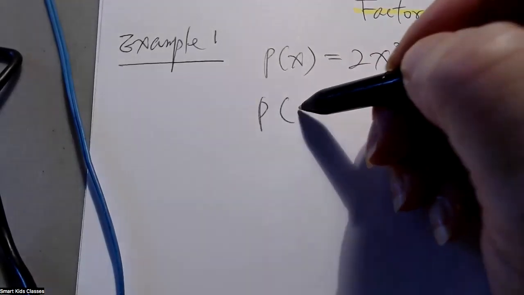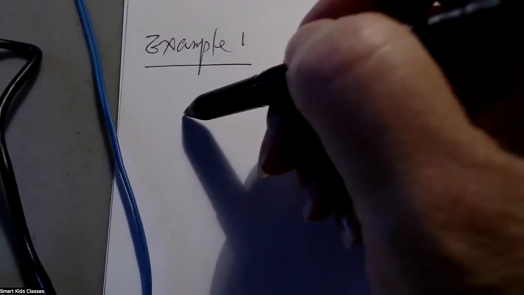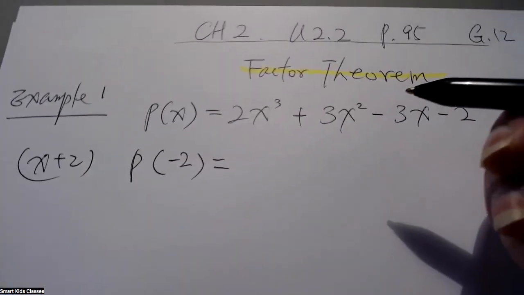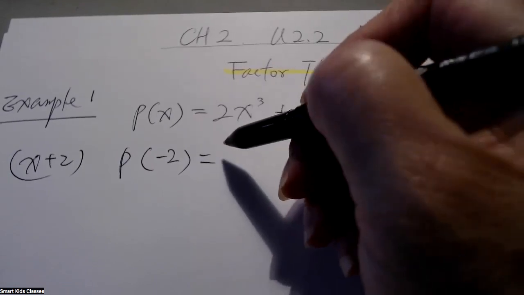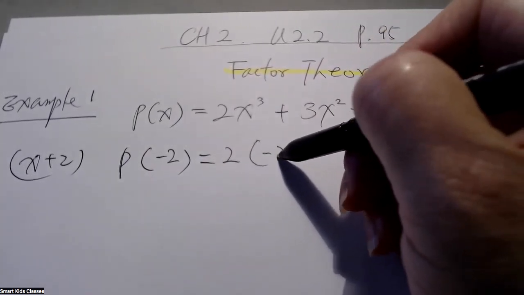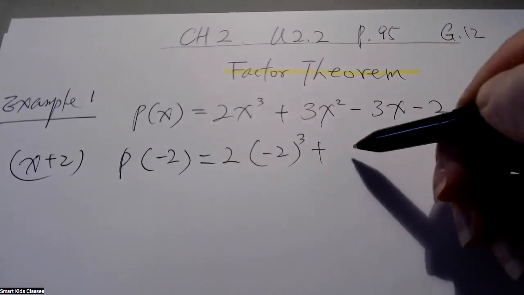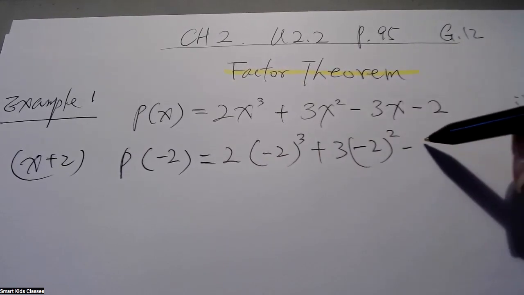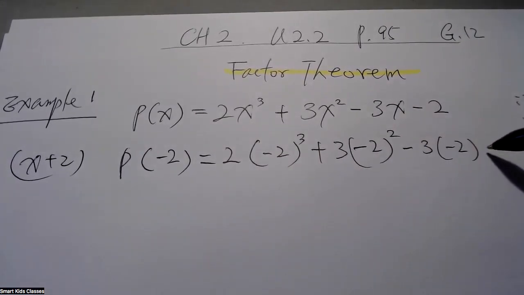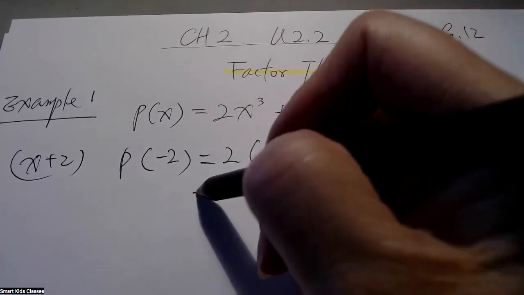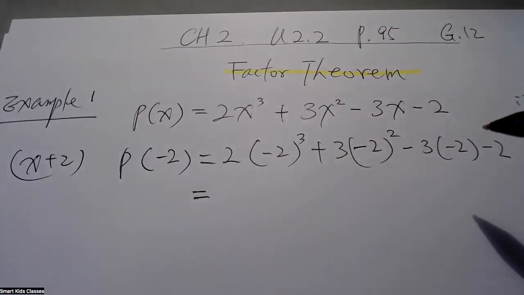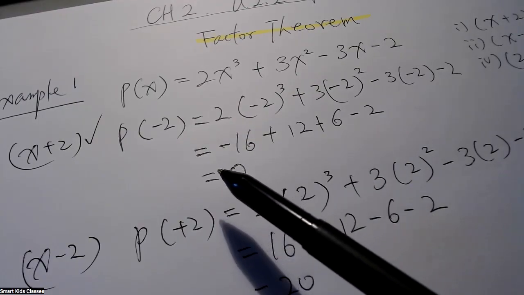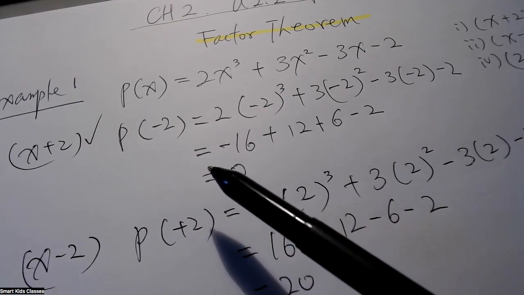So P at negative 2. This one is x + 2, the factor. Let's say this one works out. Substituting negative 2: negative 2 cubed, plus 3 times negative 2 squared, minus 3 times negative 2, minus 2. If you use the calculator and add together, it equals 0. So P at negative 2 equals 0, so it's a factor.